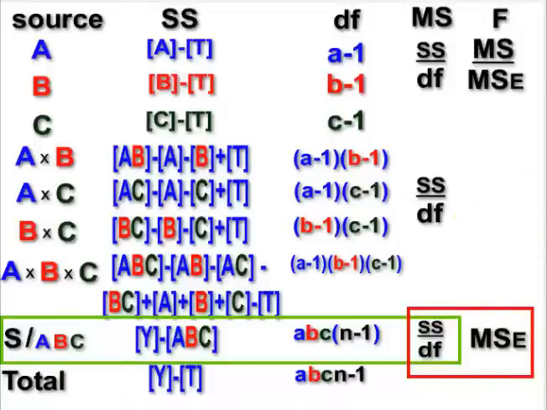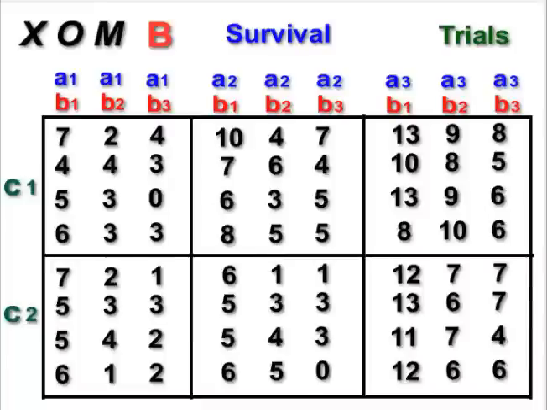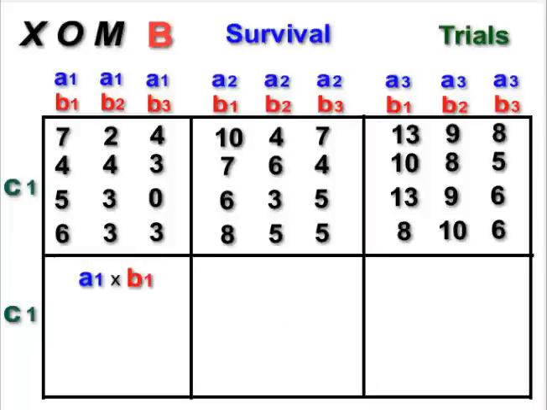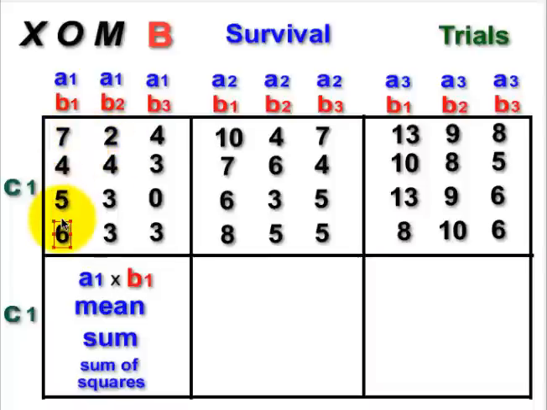Our next duty is to calculate all the bracket terms from these cells. All right, let's get started. So at A1B1, that's this little column right here, right? A1B1, just at the C1 level, we need to calculate the mean, the sum, and the sum of squares of this column. Not that hard to do.